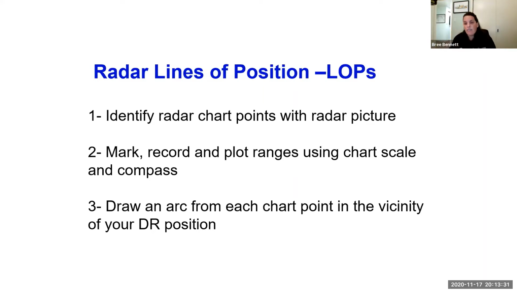You need to correctly identify what you are looking at on the chart versus on the radar, or if you're looking at the window. Then you need to actually get your data, if you will. So you need to get the ranges using your radar, or ranges and bearings, whatever it is, at the given time. Then you're going to draw the arc from each point on the chart in the vicinity of your DR, so you don't have to draw this giant circle across your whole chart. You can just draw an arc in the vicinity of your DR. You don't have to get all kinds of crazy lines over your chart.